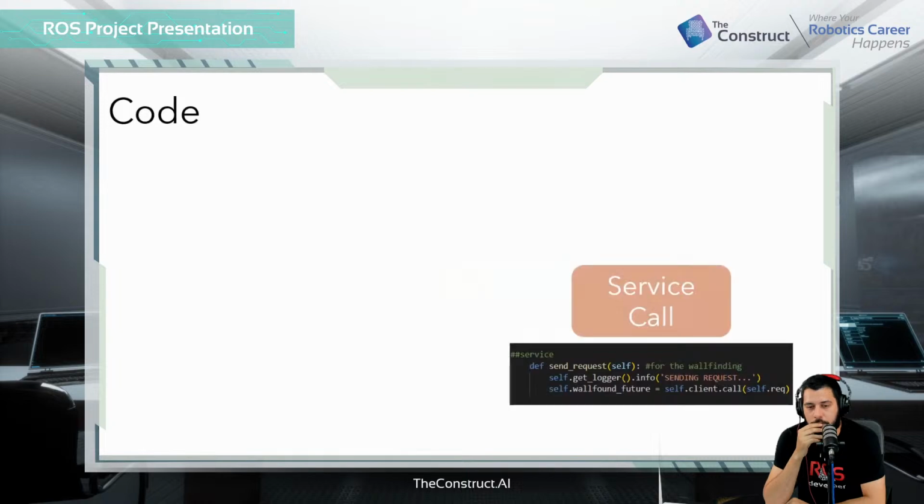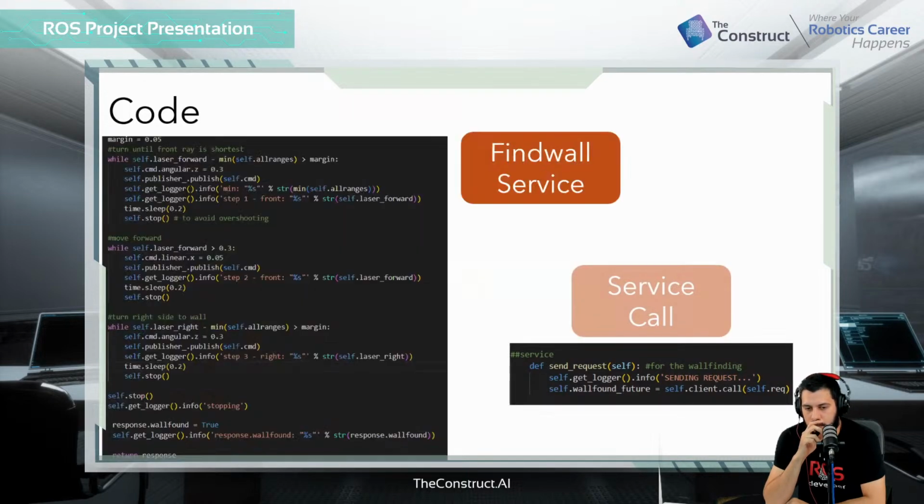And this is what it looks like. So we're just sending the request in the main code. And then this is what the wall finding actually looks like. So we're checking whether the forward one is close enough to the minimum, so this is the minimum of all the laser values, and the laser forward has to be within a very short margin, because if I had it exact, it sometimes overshot. So this is good enough to the closest.